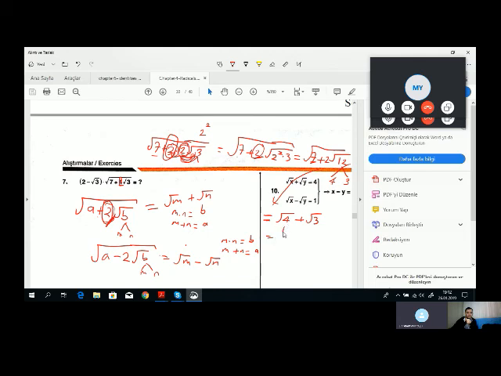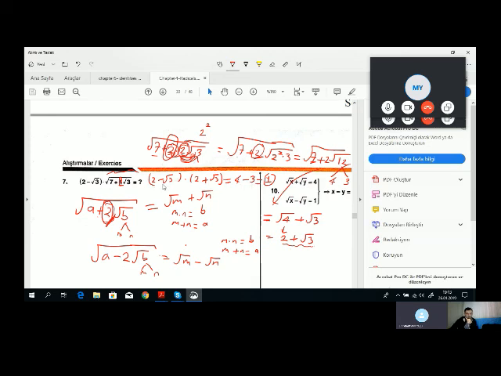What is square root 4? It is equal to 2. 2 plus square root 3. The second part is equal to 2 minus square root 3. So the result is multiplication of 2 minus square root 3 and 2 plus square root 3. If you multiply these two expressions, we can find 4 minus 3. You can check. The result is equal to 1.